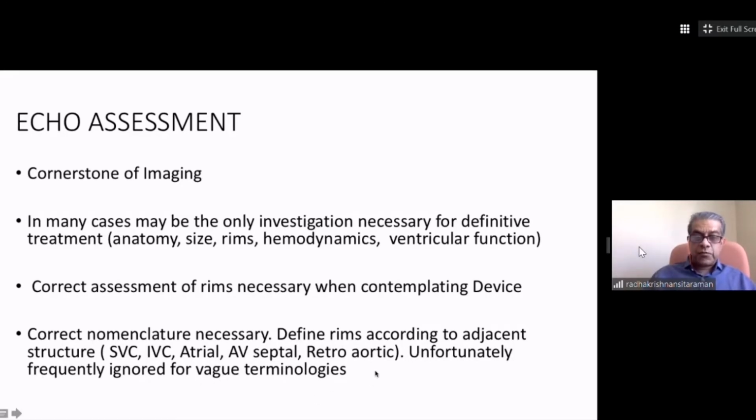We still see reports which do not follow the strict criteria of defining the rims, because when they come to you with these reports, they expect you to give an answer as to whether you would be able to do it by device or whether the patient has to go for surgery. Many times we have to tell them, look, this is not enough for me to conclude. That's very embarrassing, so one should try to avoid it, follow these rules, and define the rims according to the structure that you see. We made a plea for this right way back in the 90s, but it's still being ignored.